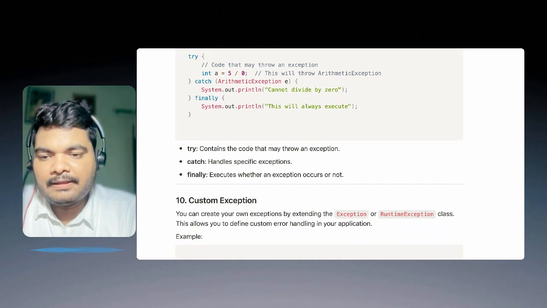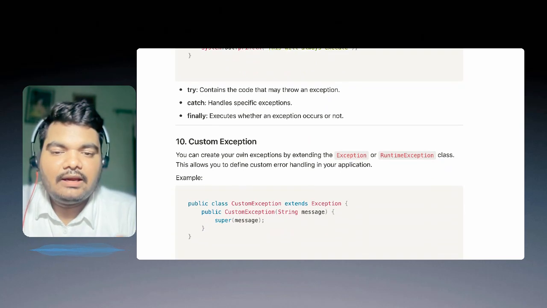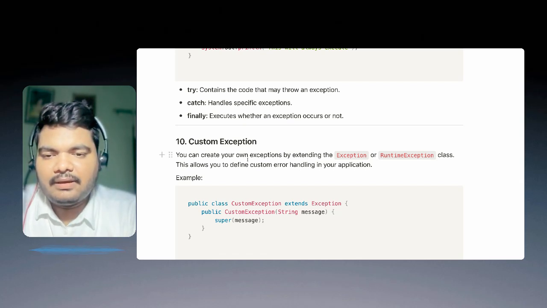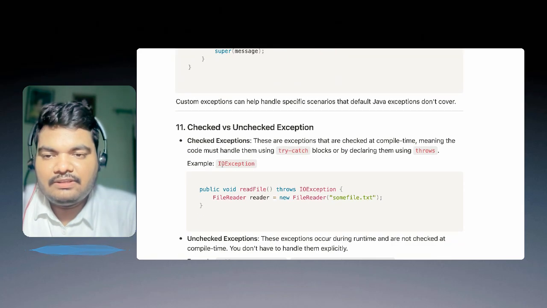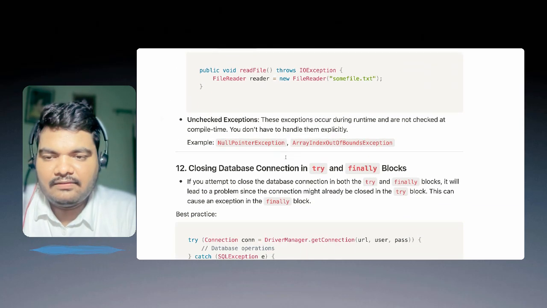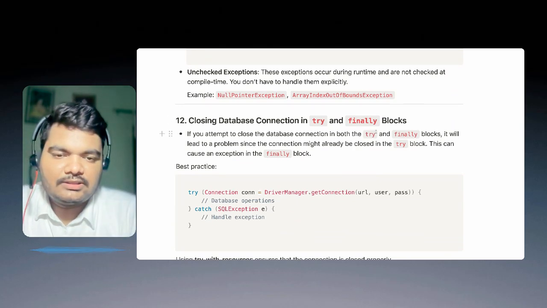Then, again comes the custom exception, right? How you can create your own custom exceptions. This is a very important question, and for sure, many times I've seen questions on this. Then again, the difference between checked versus unchecked exception. You can understand it from this definition. I'll not go in depth. Next, closing a database connection in try and finally blocks.